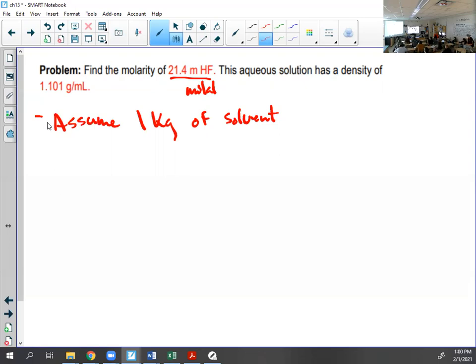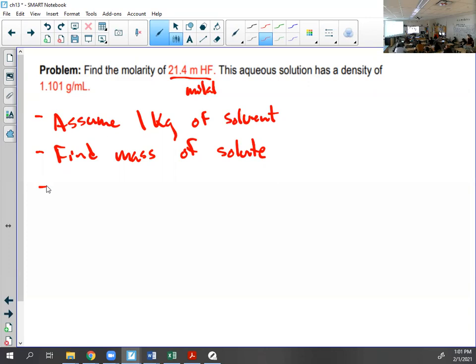All right, we still need the density and the molality, but we're solving for molarity. So we assume 1 kilogram of solvent. All right, next step. We're going to find the total mass of the solute. We can do that the same way we did before. We'll do it here in a minute, but that would be the next step.